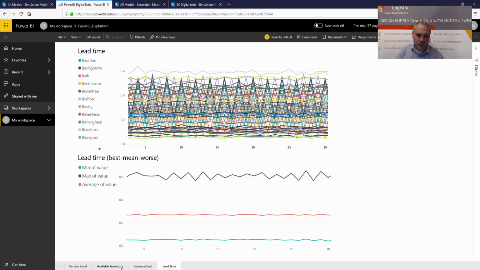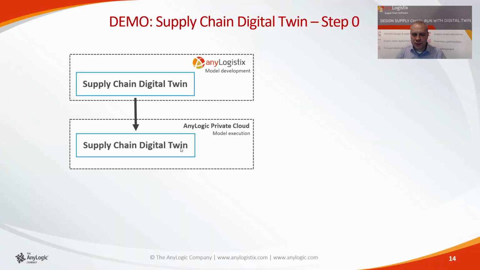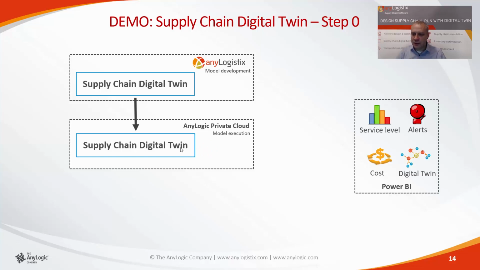So, well, let's now switch back to the presentation. So what we already did, we just uploaded the model to anyLogistix private cloud, executed this model there. Then we opened Microsoft Power BI and looked at the statistics which were generated by that model, by our digital twin.